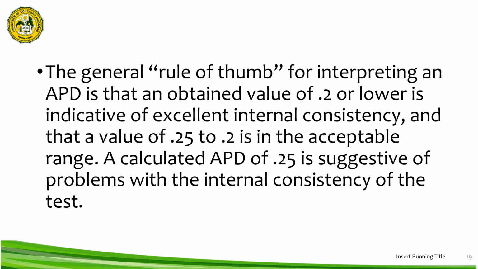So the general rule of thumb for interpreting an APD is that an obtained value of 0.2 or lower is indicative of excellent internal consistency, and that a value of 0.25 to 0.2 is in the acceptable range. A calculated APD of 0.25 is suggestive of problems with the internal consistency of the test. So accordingly, we define the average proportional distance method as a measure used to evaluate the internal consistency of a test that focuses on the degree of difference that exists between item scores.